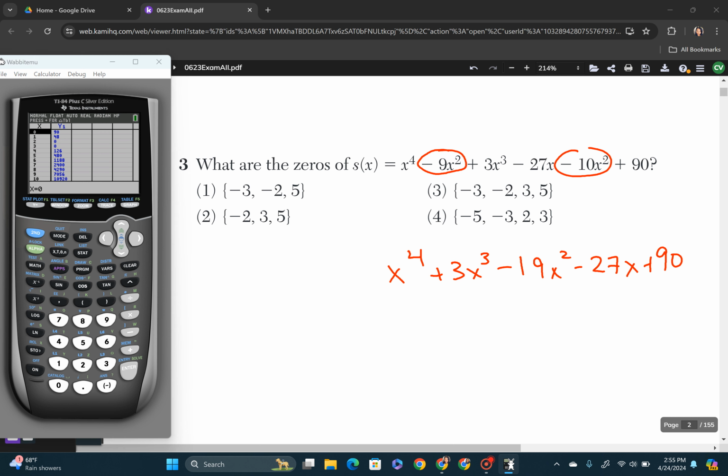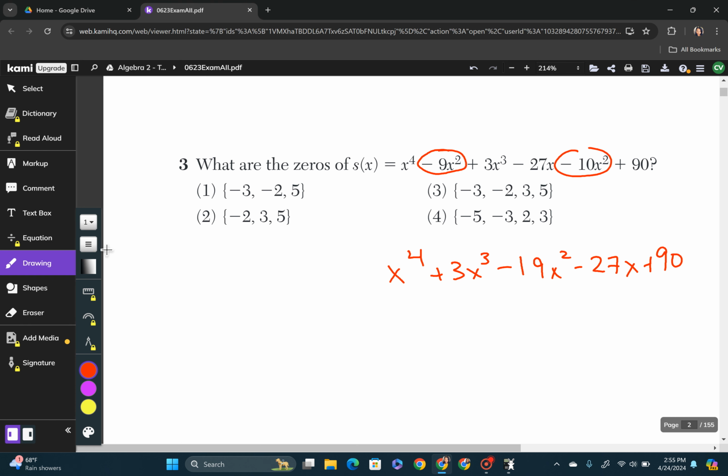Okay, so anything that has a 2 and 3 is an answer. So those are out. 2 and 3, right? Looks like the answer choice is 4, because it's the only one that has a 2 and a 3 in it.